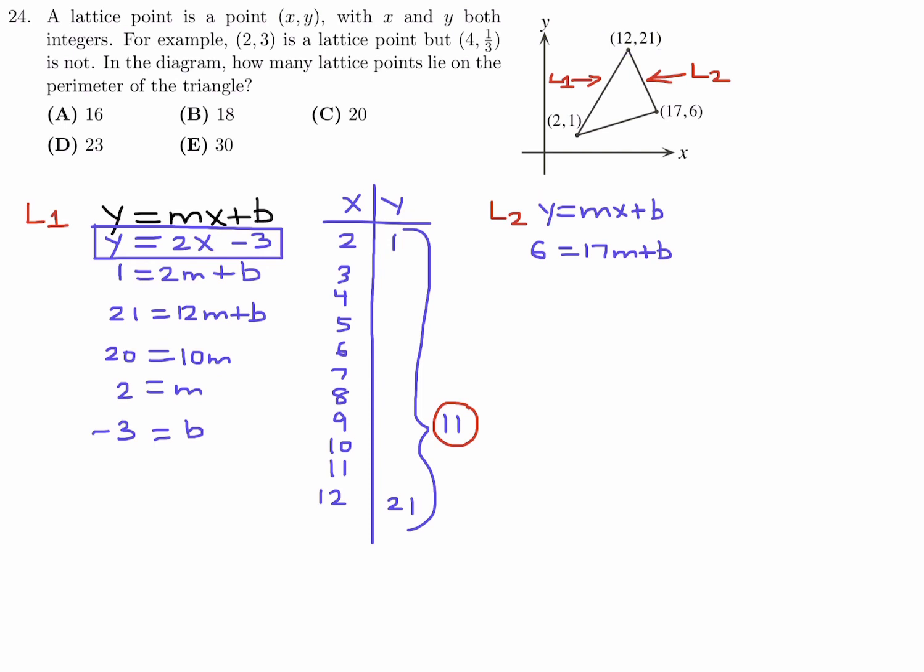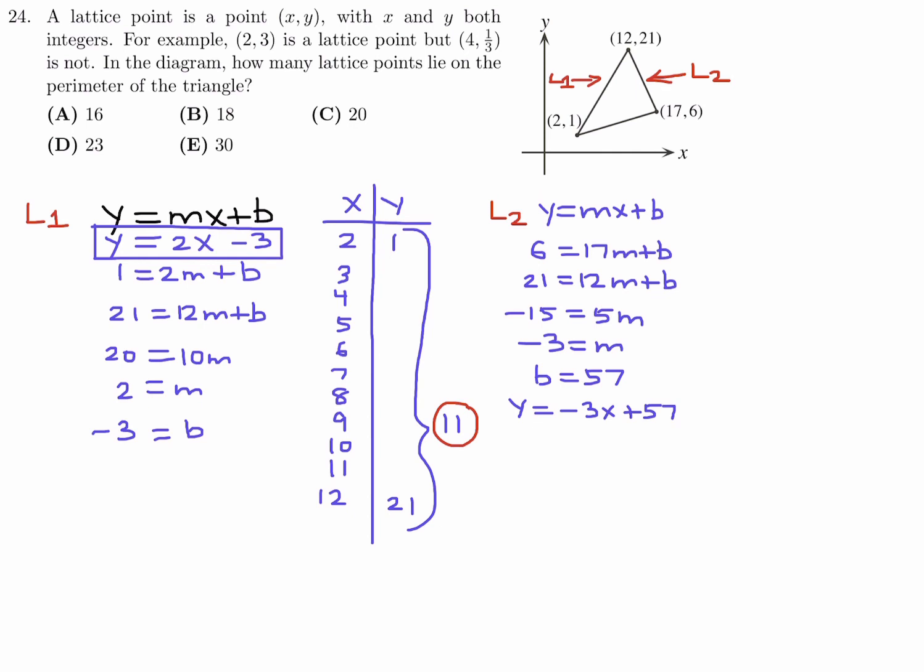And plug in that point, you get 21 and 12. So it looks like 21 is equal to 12m plus b. Subtracting, we get minus 15 is equal to 5m. And therefore m is equal to minus 3. Plugging m back into any one of those will solve for b. And if we do, we get b equal to 57. So our equation is basically y is equal to minus 3x plus 57.